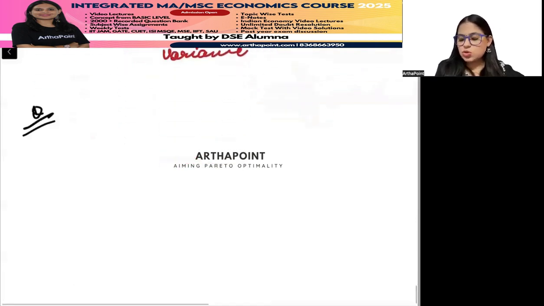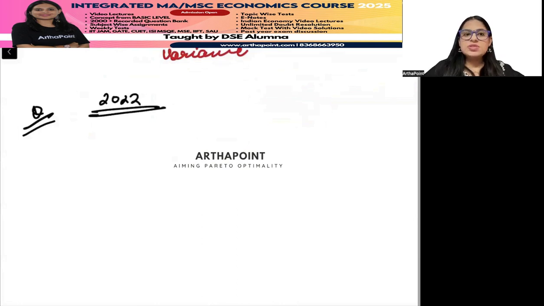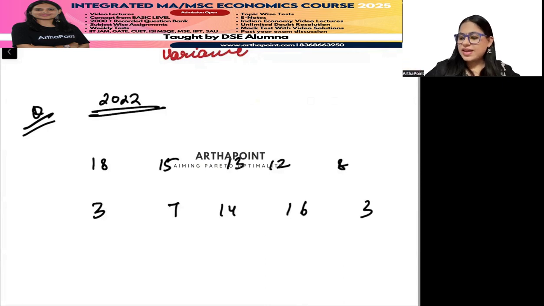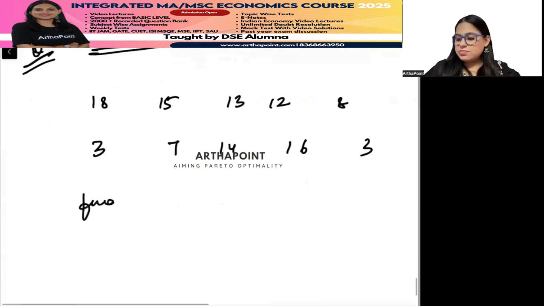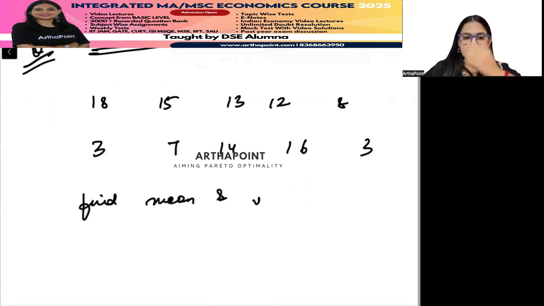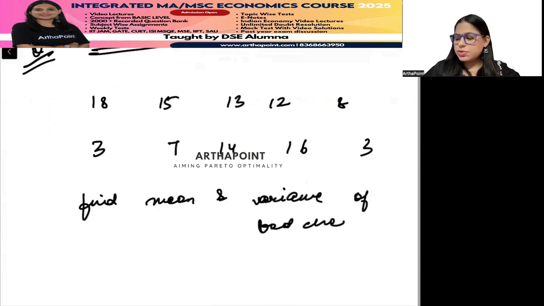So for example, this is a 2022 question. जिसमें I tell you that there were 10 days, and on these 10 days, the following were the number of checks that got bad by a bank: 18, 15, 13, 12, 8, 3, 7, 14, 16, and 3. The bank had these bad checks on different days. And I ask you to find the mean and variance of bad checks. It's a simple question.